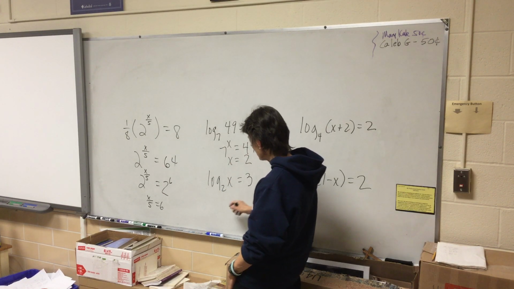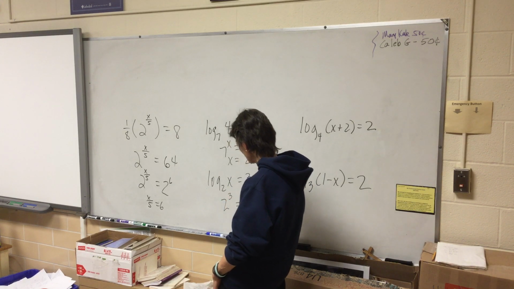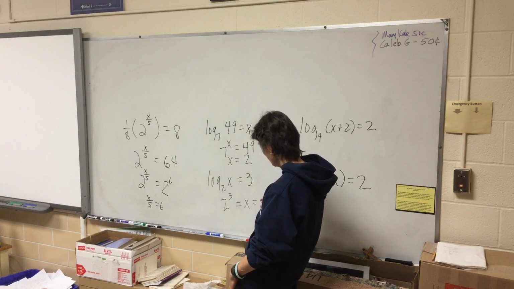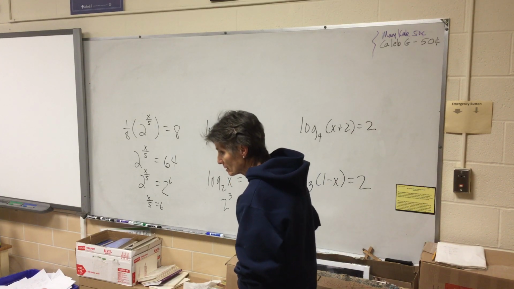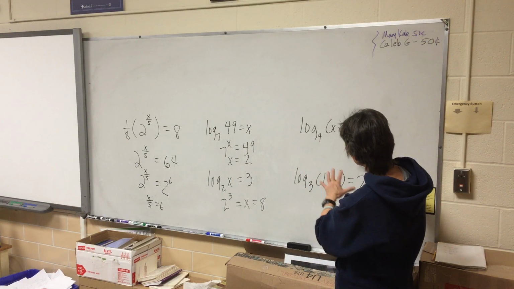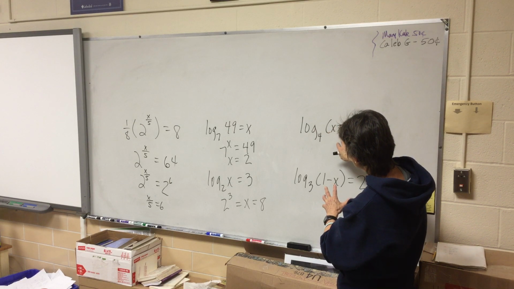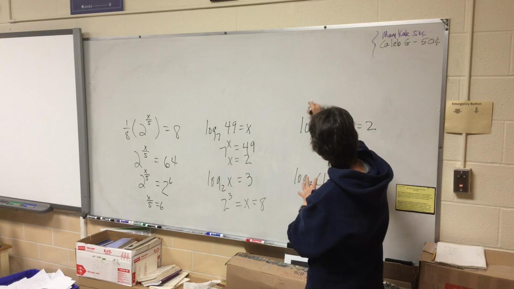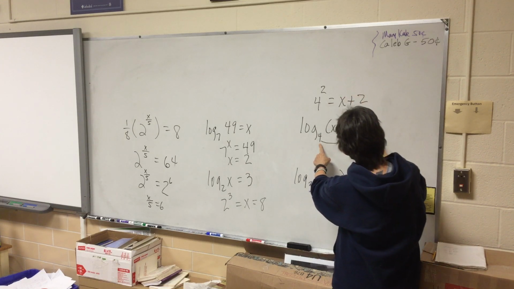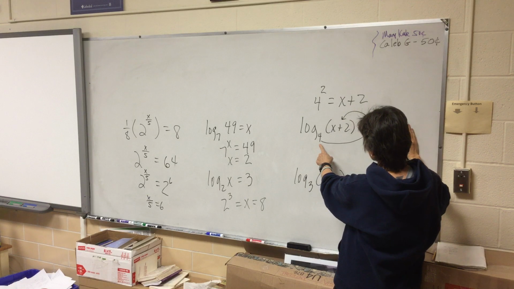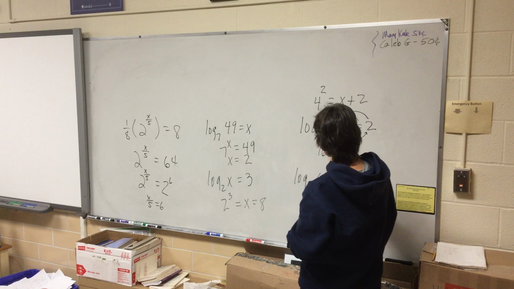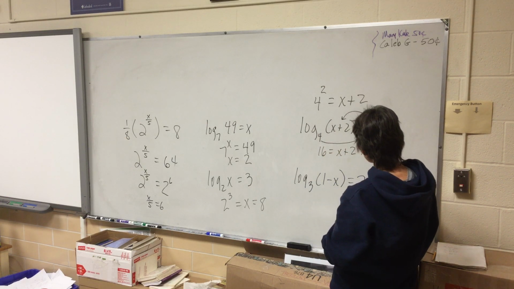This is the same thing. This is going to be 2 to the third equals x, loop-de-loo it. 2 to the third equals x, so x equals 8. Easy. Don't let this one bother you just because it's got a parentheses in there. You're going to loop-de-loo this. So 4 to the second equals x plus 2. So 16 equals x plus 2, and x must be 14.